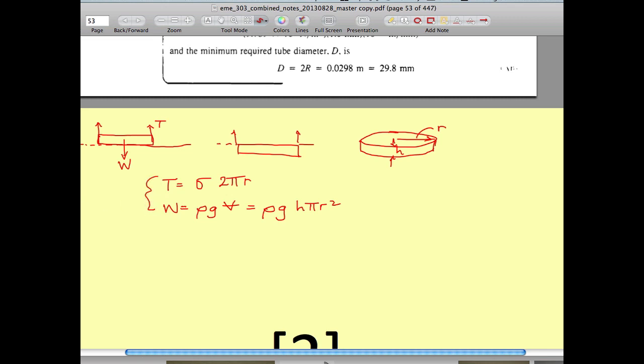And these two, just by resolving vertically, are going to have to be equal and opposite to each other, so that they're equal to each other. And so you can merely equate these, and if you do that, what can we get rid of? We can get rid of the pi's in both cases. We can get rid of one of the r's in both cases.